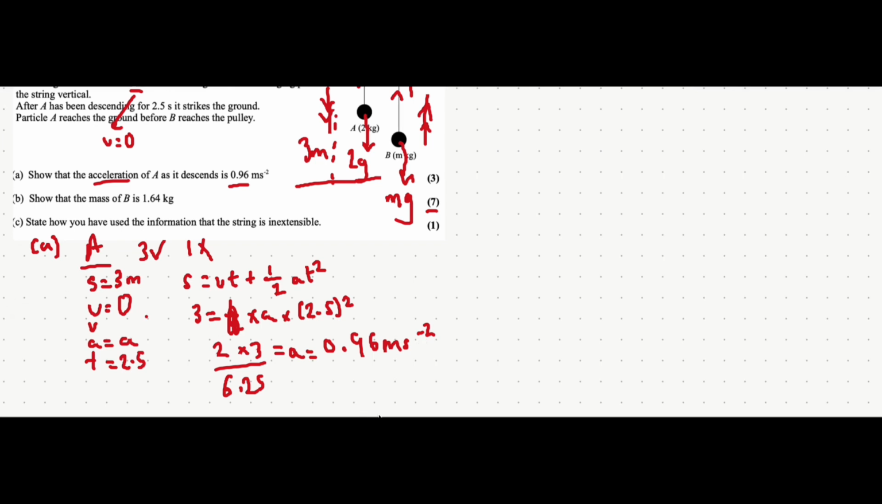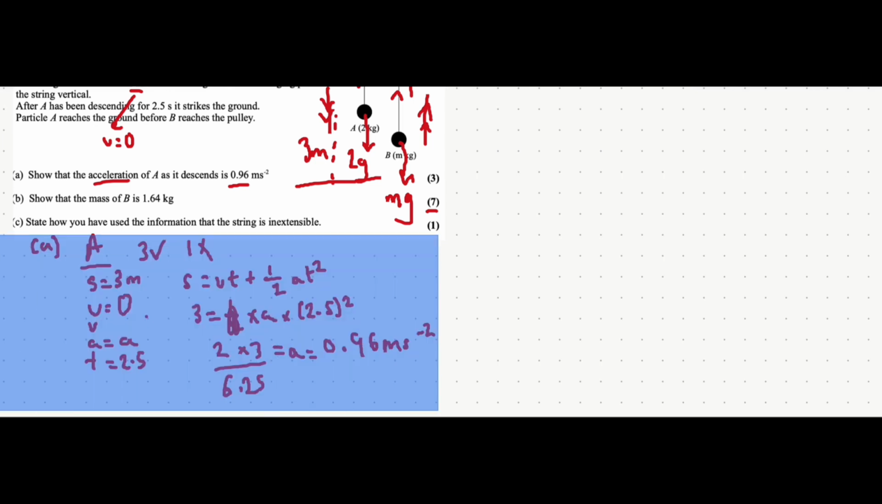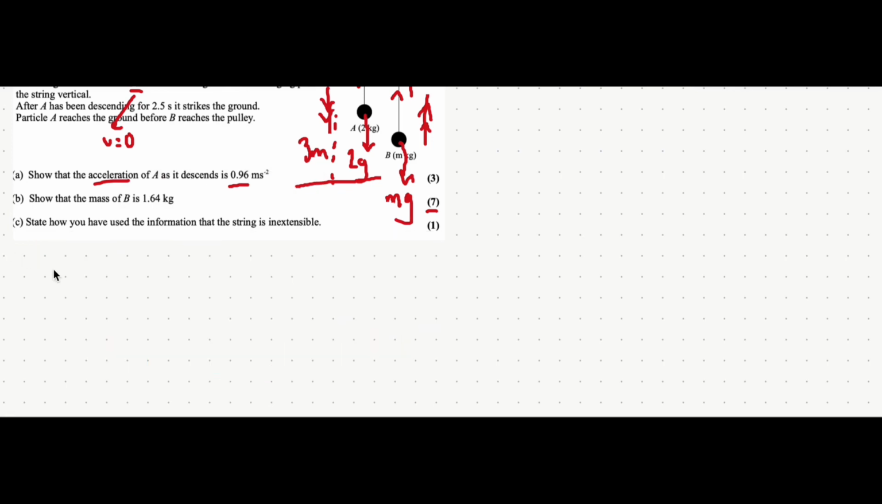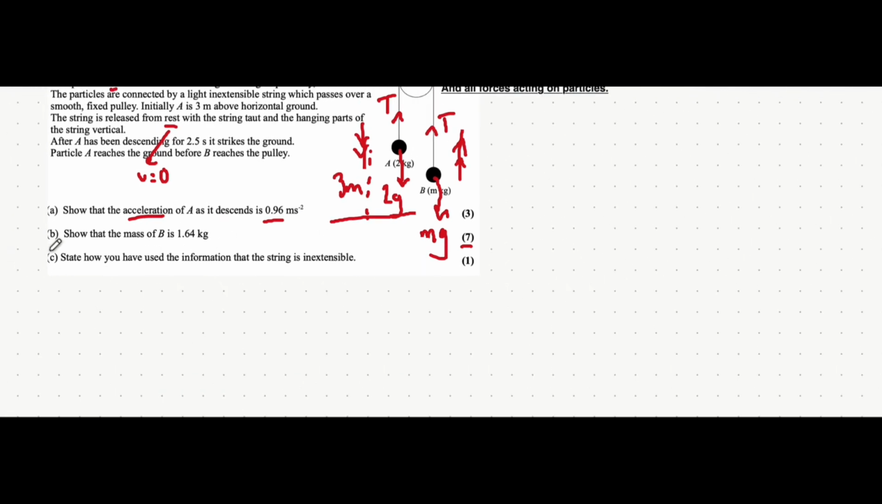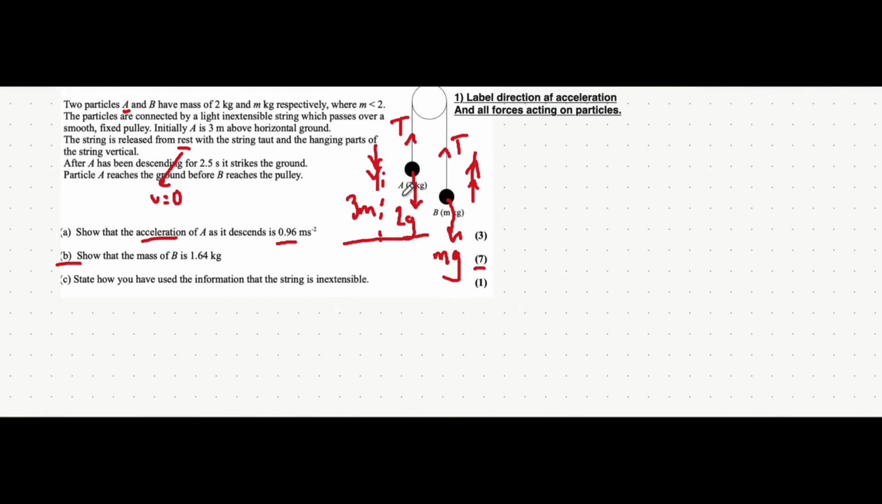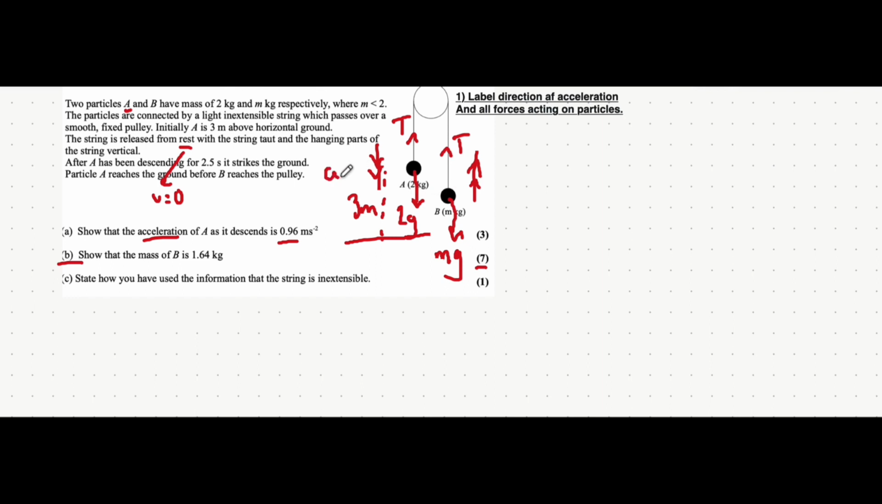I'm just going to erase it so we have space for part B and part C, whilst you guys can still see the question. Okay, moving on to part B, that's where we use F equals ma on both particles A and B. Now that we know the acceleration is 0.96, it's going to help us form the F equals ma equations.